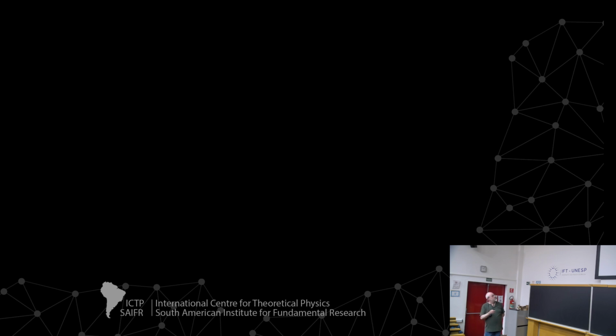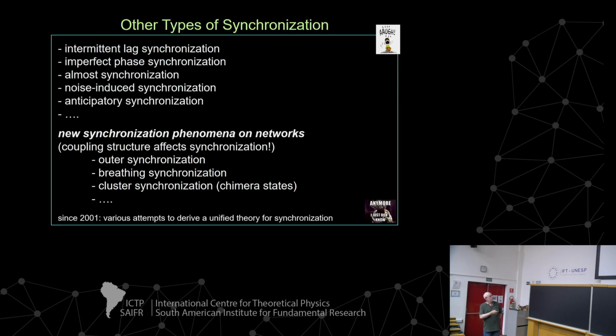Unfortunately, what happened? There is much more. Even if you only consider two systems that are interacting, there could be intermittent lag synchronization, imperfect, almost, noise-induced, anticipatory. We had some talks about that.